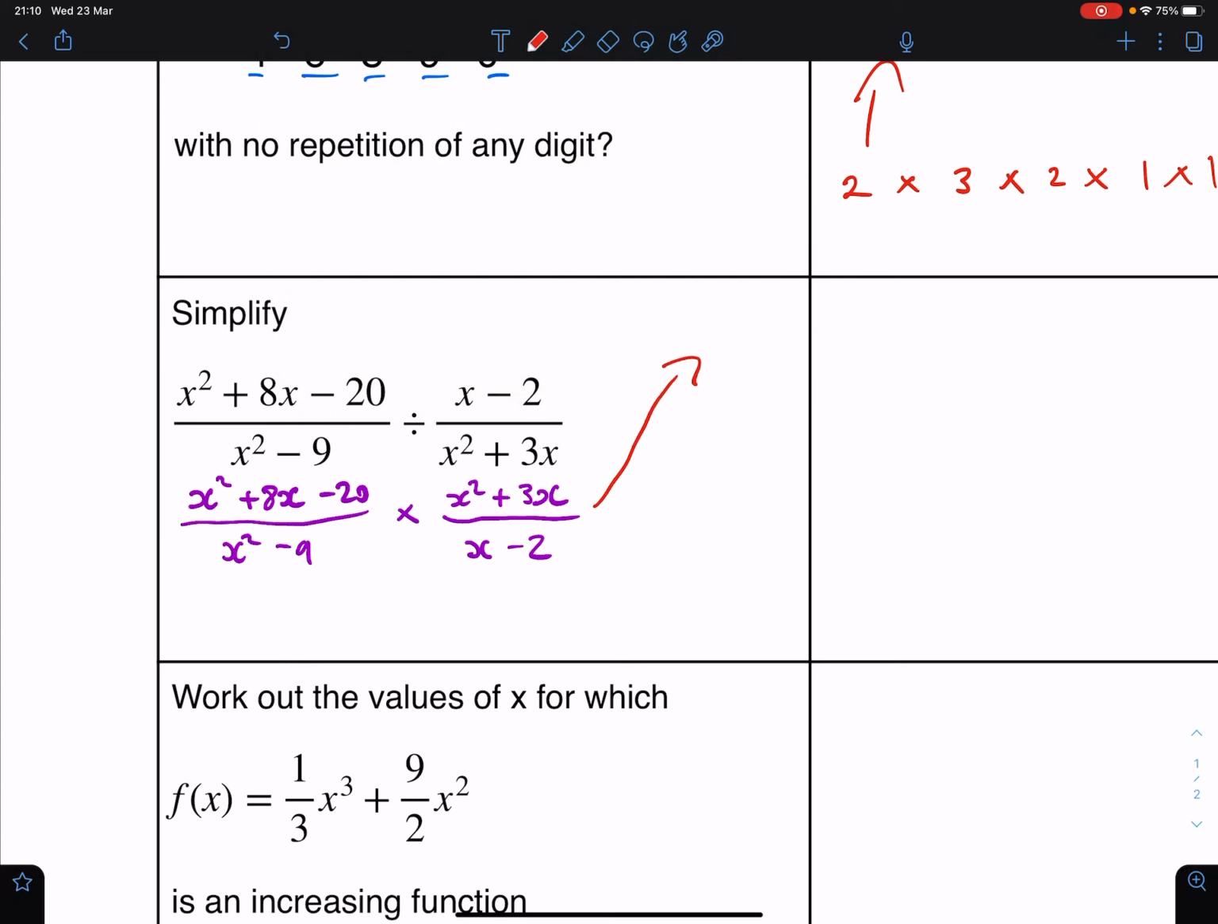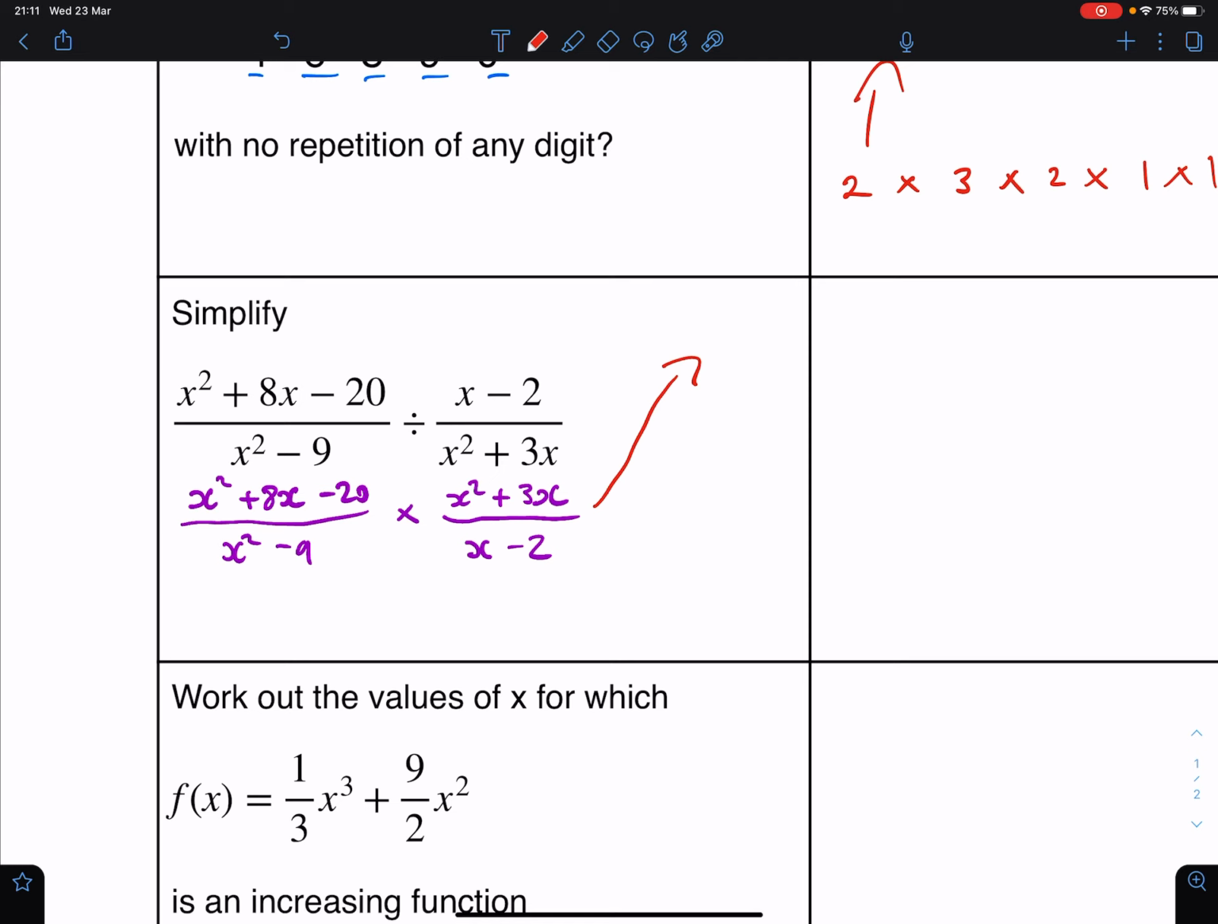Right, now, a lot of people might be tempted to multiply things out. No, we don't want to do that. Whenever we're simplifying fractions like this, we want to do as much factorizing as possible. So, x squared plus 8x minus 20. Can we factorize that? Well, do we have two numbers that multiply to give minus 20, but add to give 8? So 4 and 5, that adds to give 9.